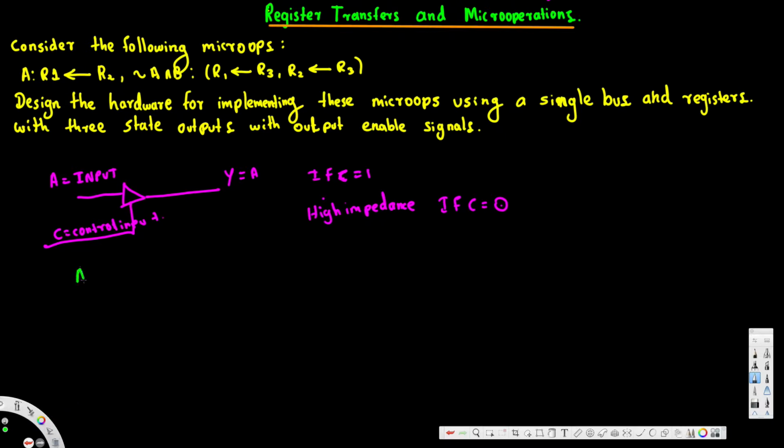Here we are asked to design a 3-state buffer. Now let's see how the design is going to look like. Let's note one more thing. R is read enable, and W is write enable.